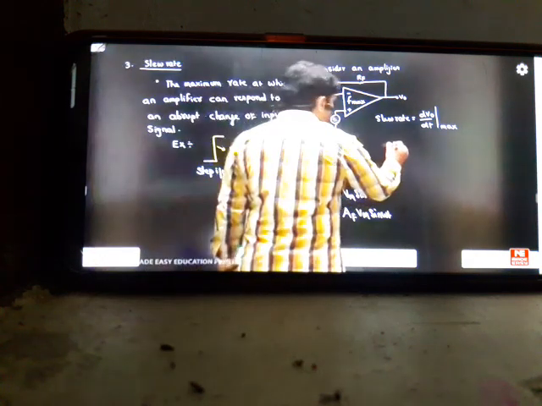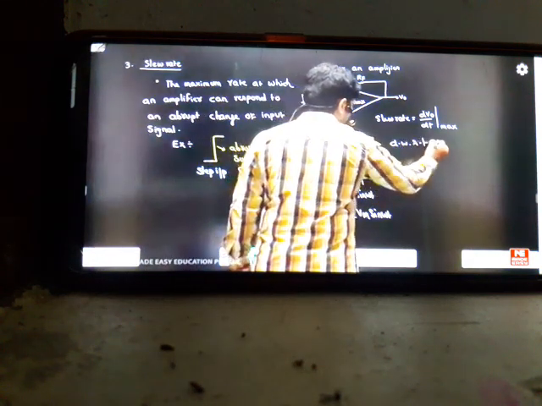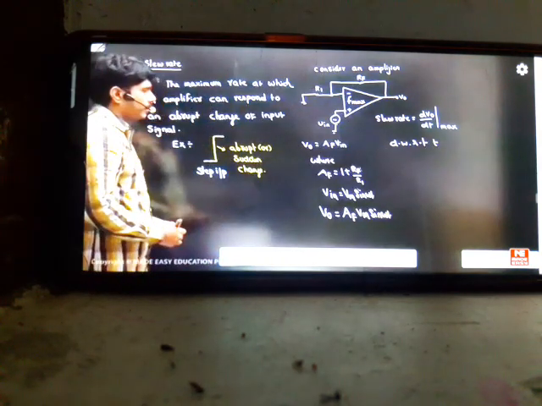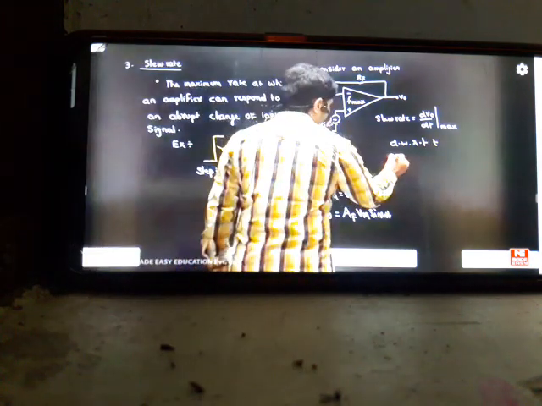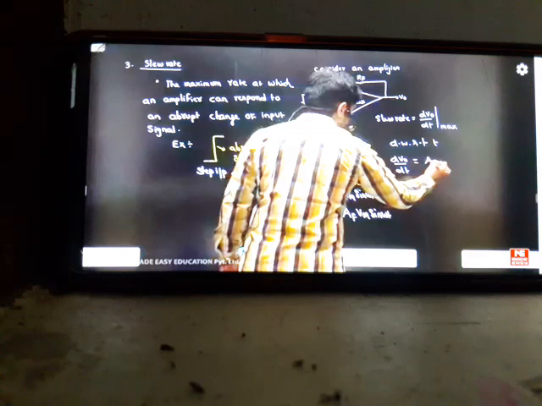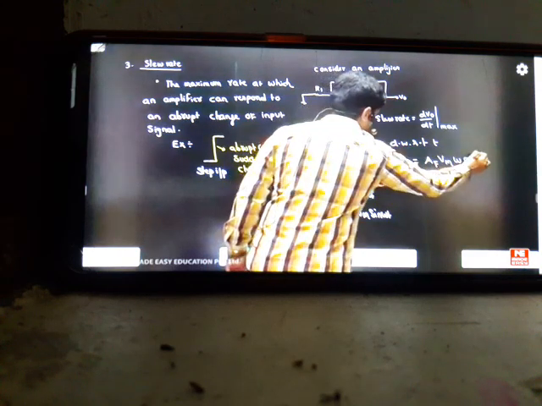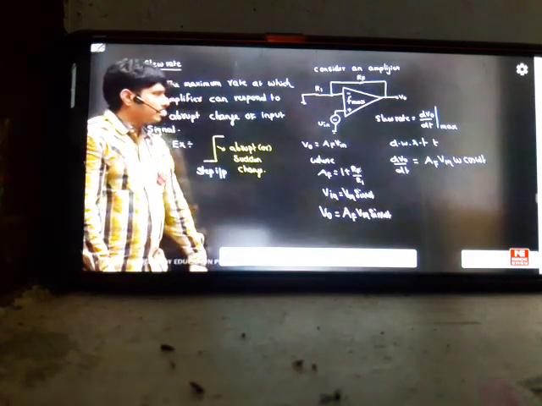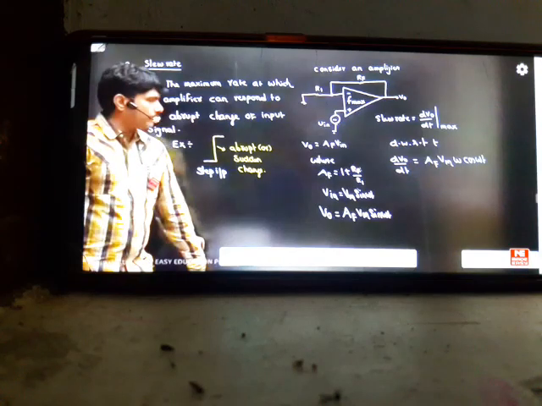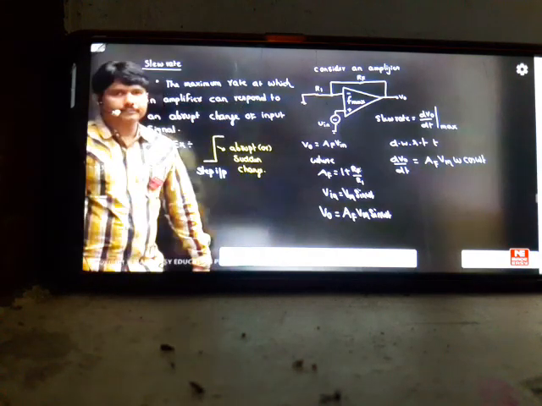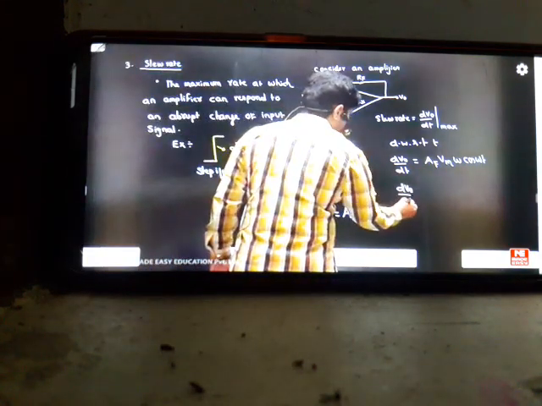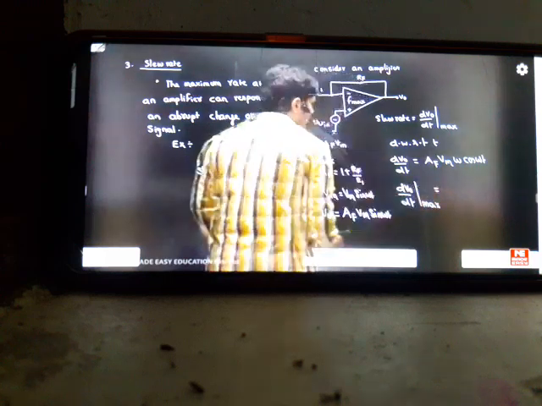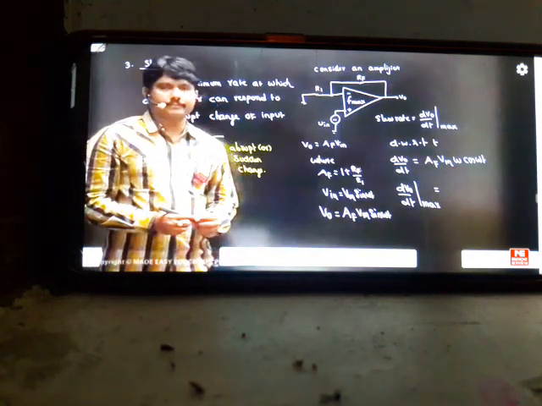If I differentiate this equation with respect to t, then dV0 by dt is equal to AF Vm omega cos omega t, because the differentiation of sin omega t is cos omega t. Now you are asking for the maximum value. For the maximum, cos omega t, if you take cos 0, it will be 1.